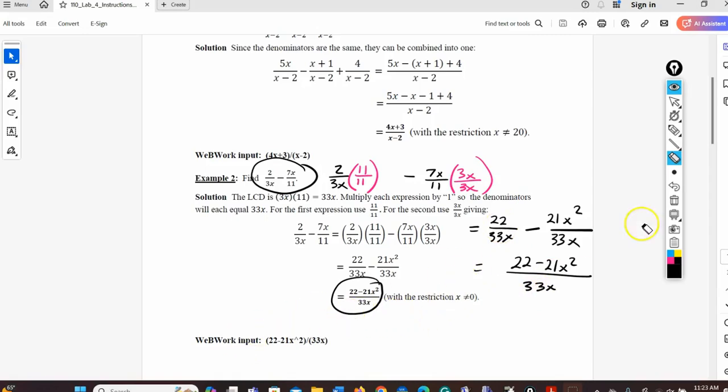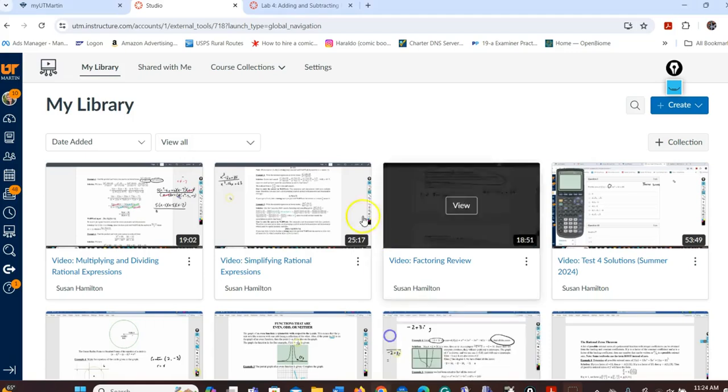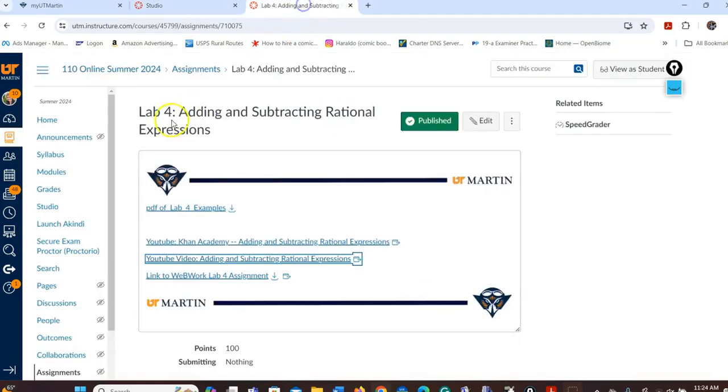And again, if you're going to write that into WebWork, you have more than one term in the numerator, so you're going to have to put parentheses around it. And also x squared, you have to type that in. There is a list in Canvas on what to type. And so let me just quickly go to here. Let's go into Canvas.